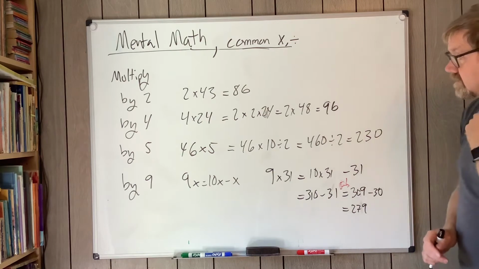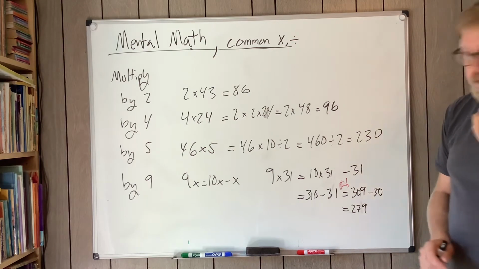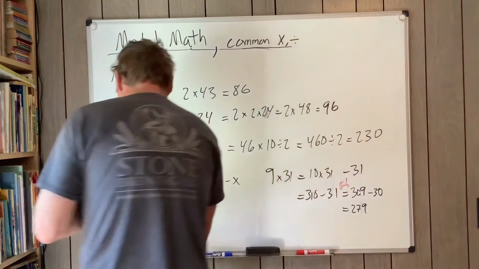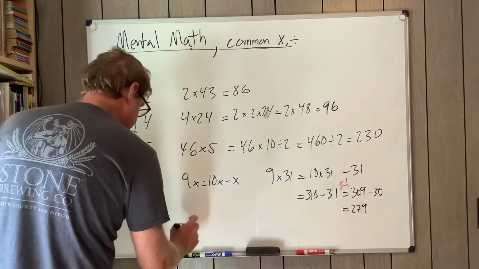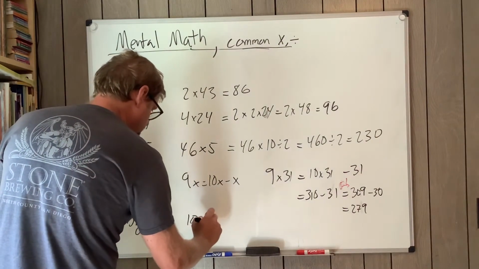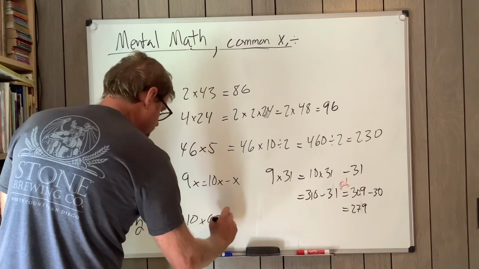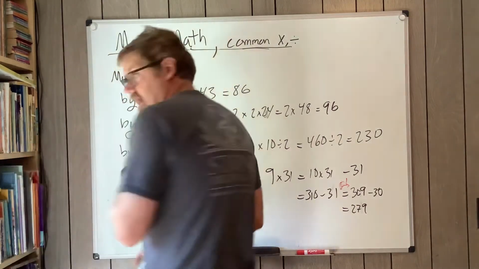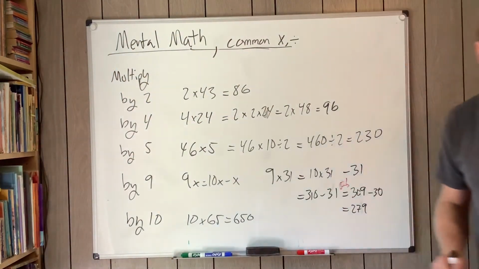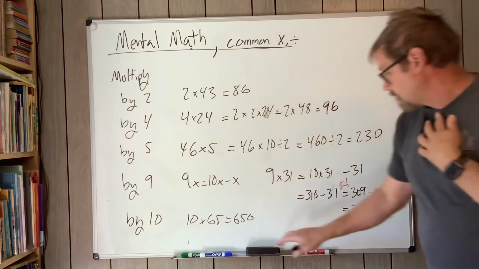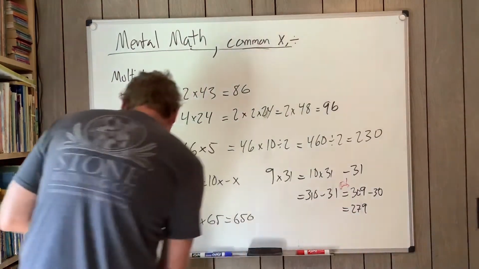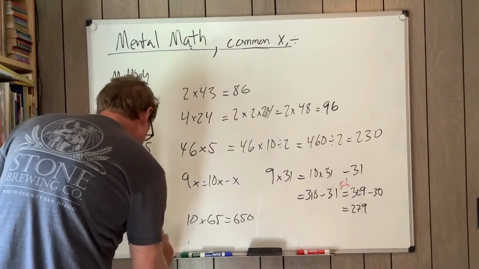All right. By 10 is easy, right? 10 times 65 is, say, add a 0. And then the last one I'm going to do is by 25.